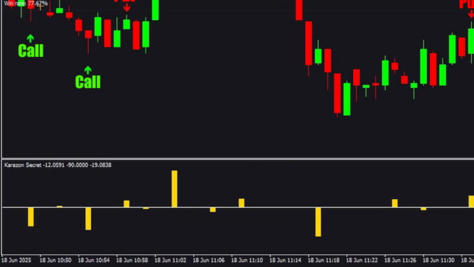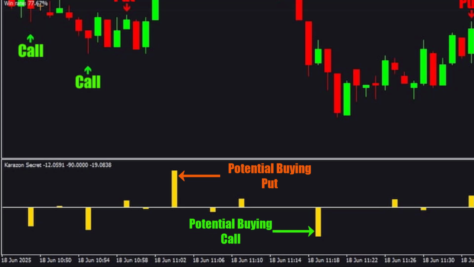For example, if the histogram column noticeably goes into the positive zone, this may indicate the imminent appearance of a red arrow and a signal to buy a put option. In the case of call, the situation is the opposite. A large yellow bar in the negative area indicates a possible signal to buy a call. Thus, the histogram at the bottom of the chart acts as a kind of warning indicator. It helps the trader understand in advance in which direction the next trading signal may appear.